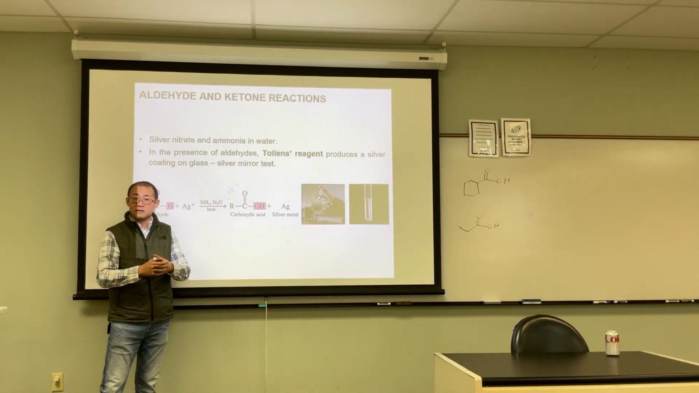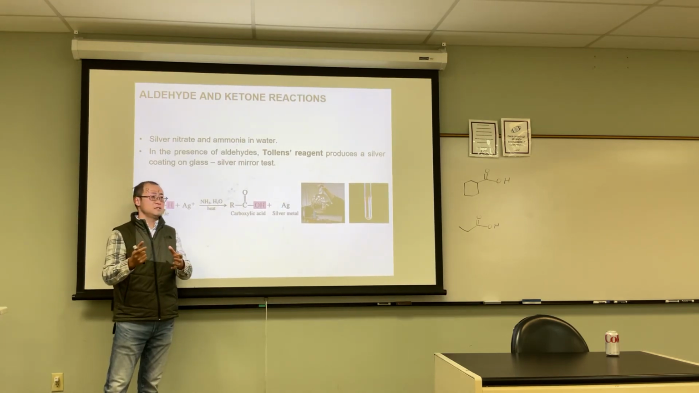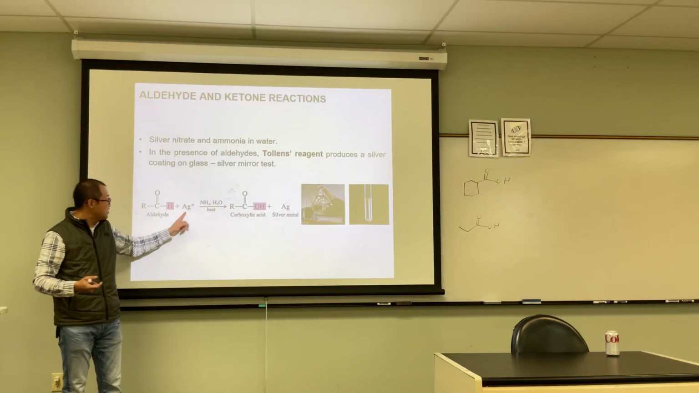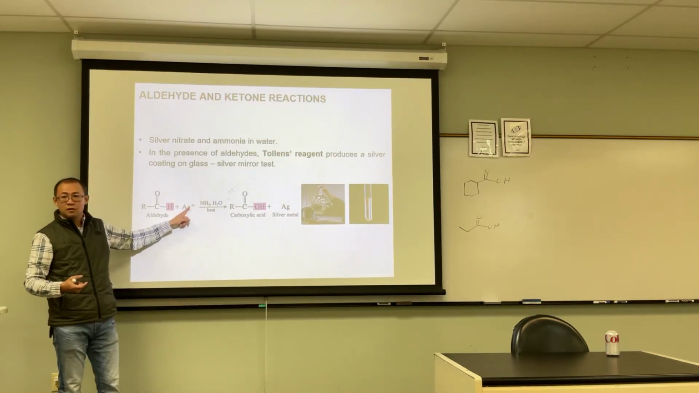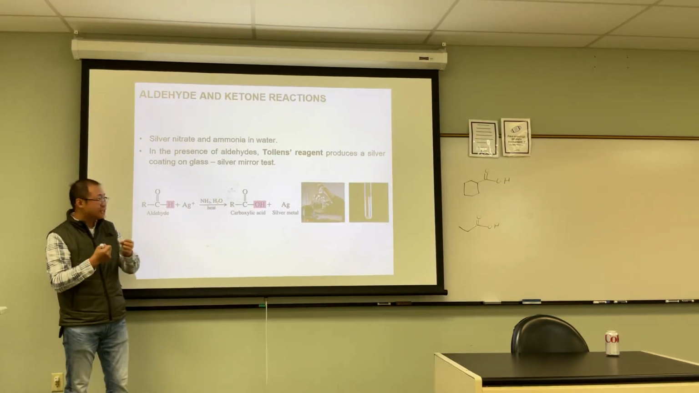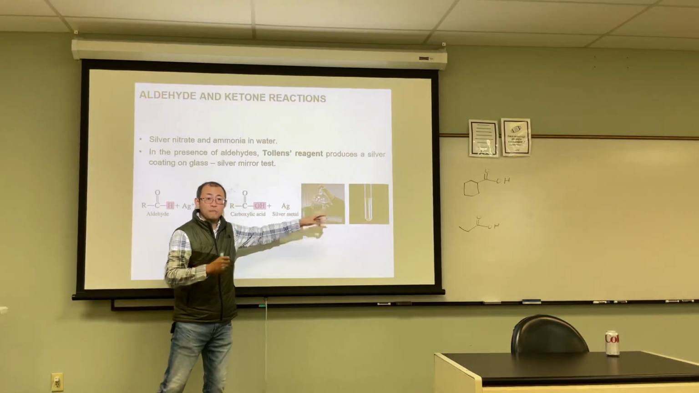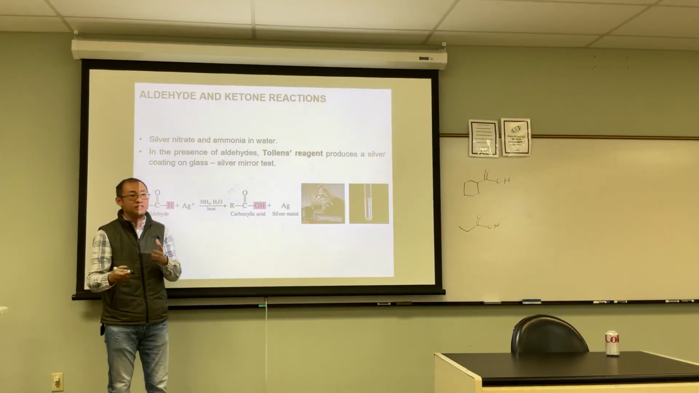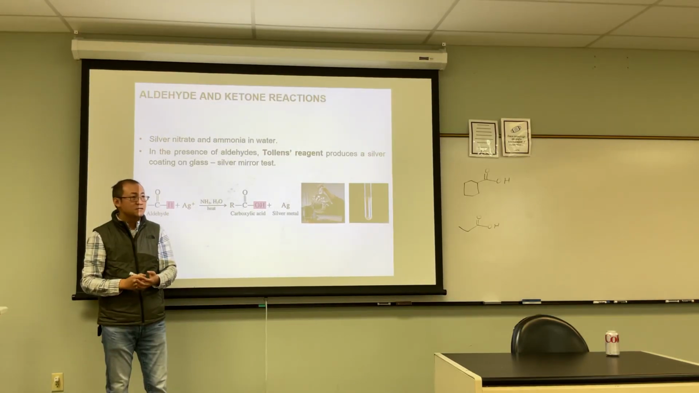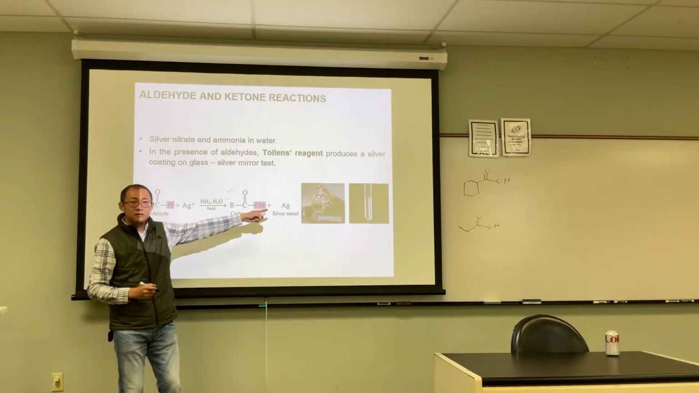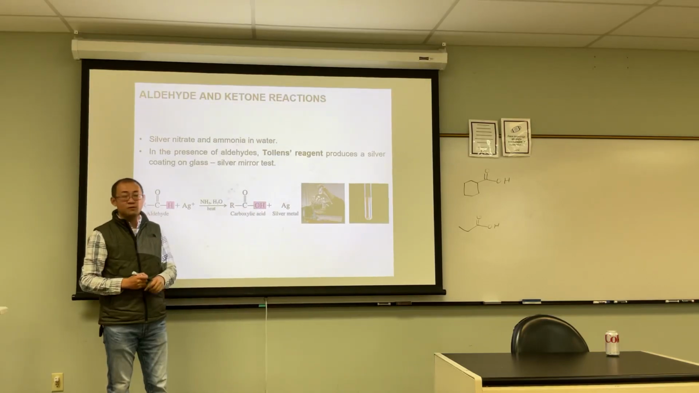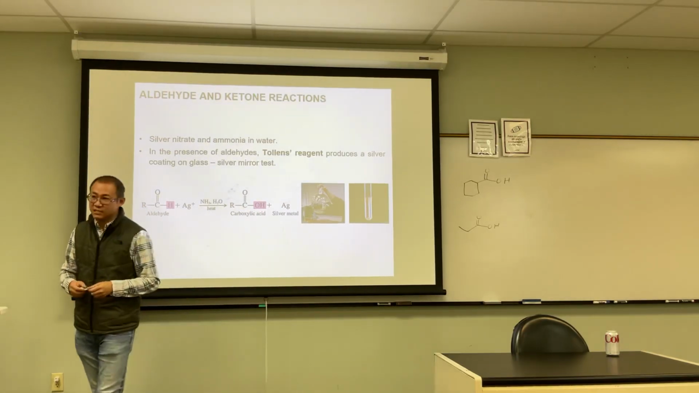If that's the case, if you treat an aldehyde with Tollens' reagent, the silver plus will be reduced back to silver. That will be deposited on the inside wall of the container, whatever container you use, test tube or flask. And you will see a very shiny mirror of silver like that. We also call this the silver mirror test.